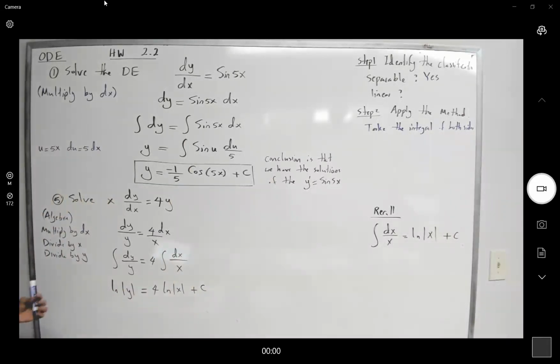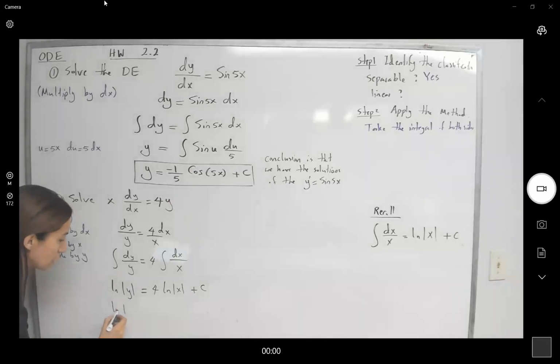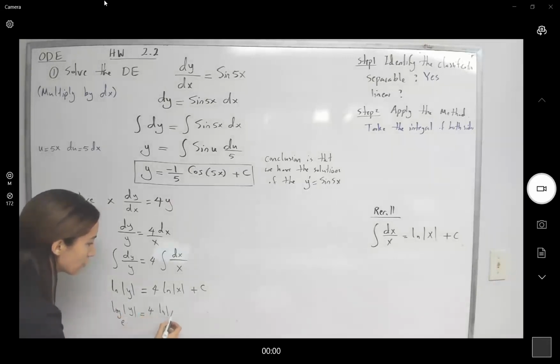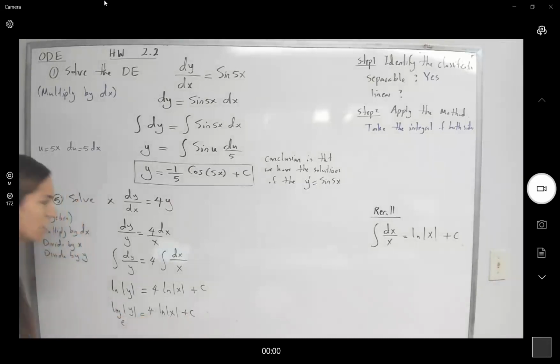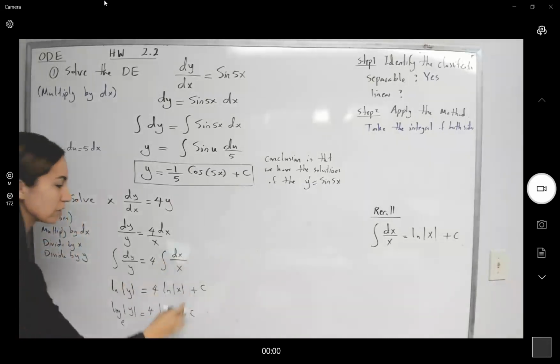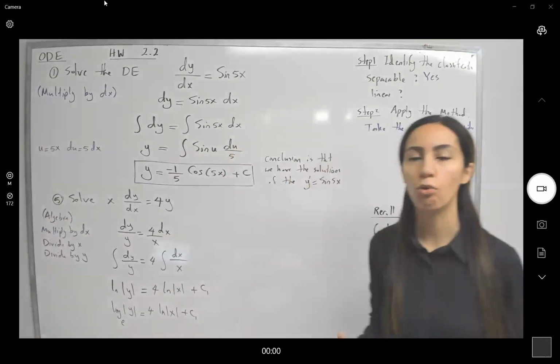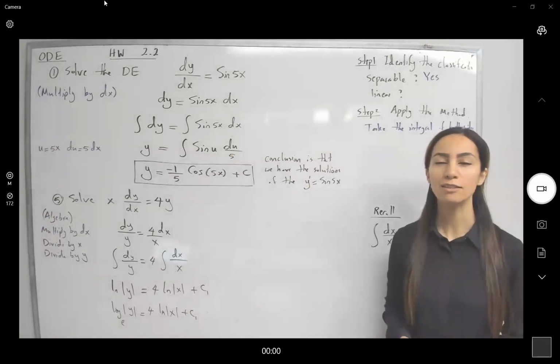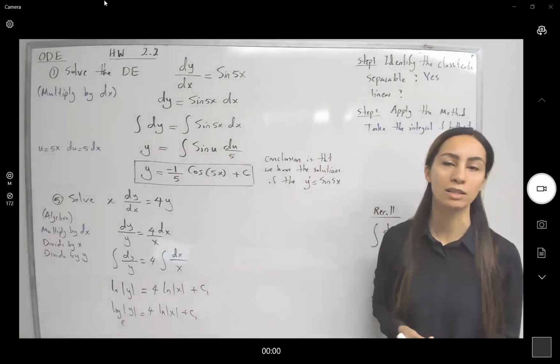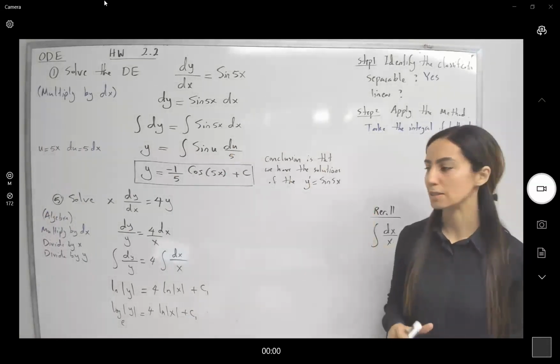What we can do, we can just apply the ln properties, or we can just write it down as log of absolute value of y with base e equals 4 ln of absolute value of x plus constant of integration. Remember that you can rename all of these constants. You can call it C1, and then if you have multiplication or plus and minus sign next to your constant, you can relabel this. For example, call it C sub 2 or K or capital C.